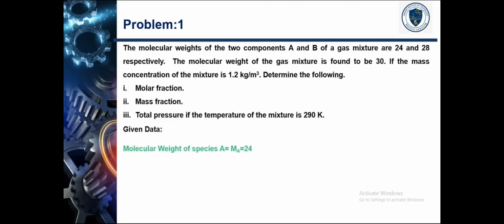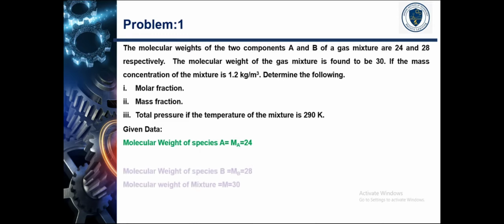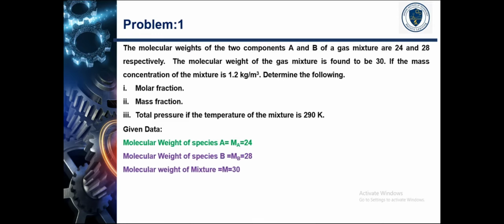The given data are: molecular weight of species A is 24, molecular weight of species B is 28, and the molecular weight of the mixture is 30. Further, the density of the mixture is 1.2 kg per meter cube, and the temperature of the mixture is 290 Kelvin. Let's solve this problem.